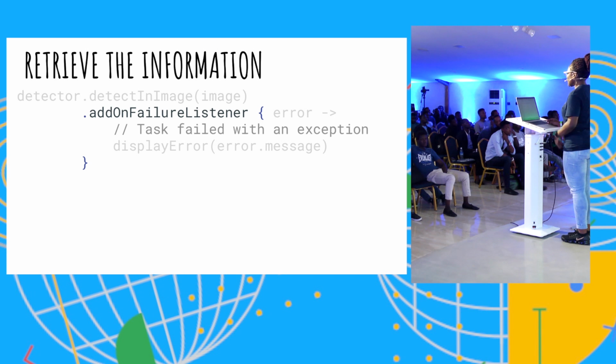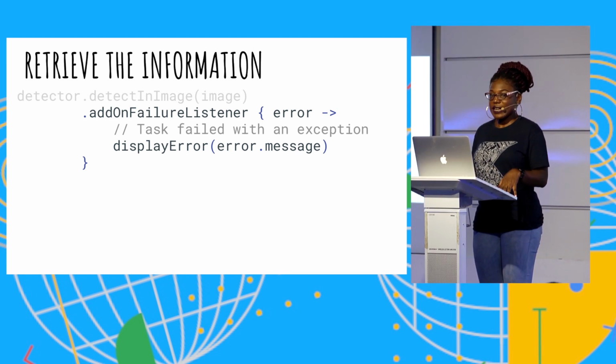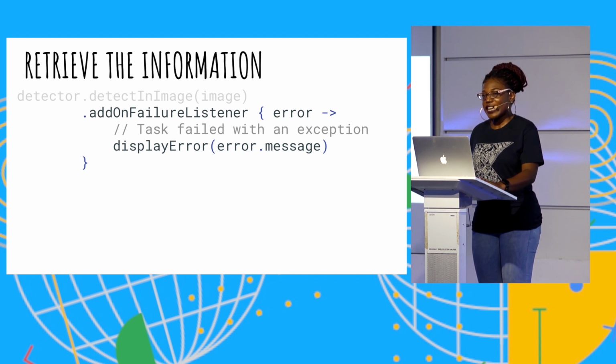We can also specify what we want to happen if there is an error, and then you do something with the error message. And with these basic steps, we've detected a face with the ML Kit and retrieved data from it. While the detectors for the other APIs are quite different, the entire process of getting information is practically the same, and this applies to both cloud and on-device APIs.